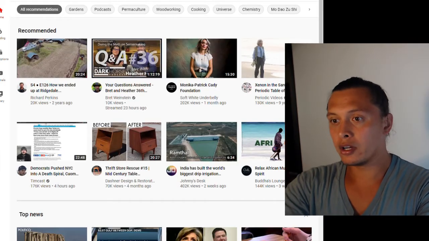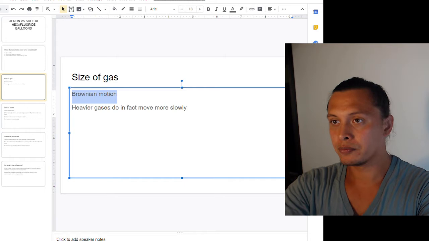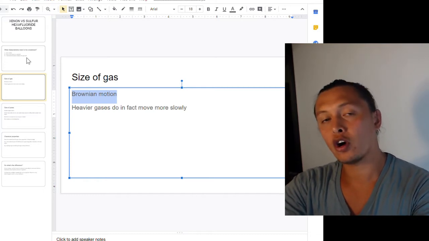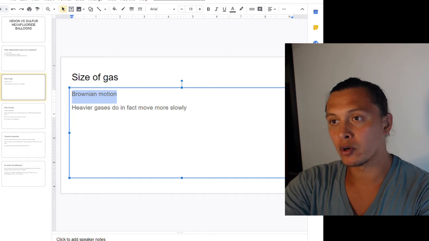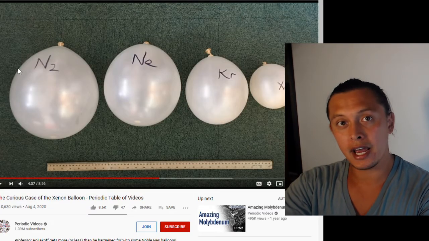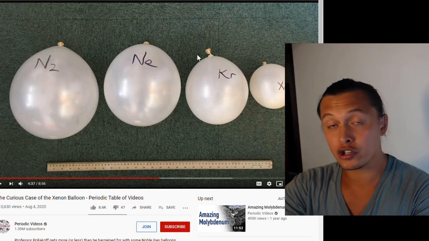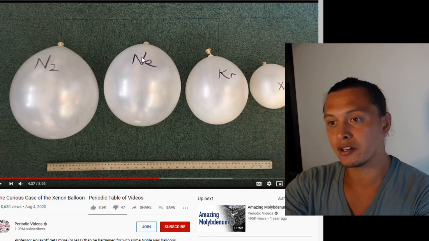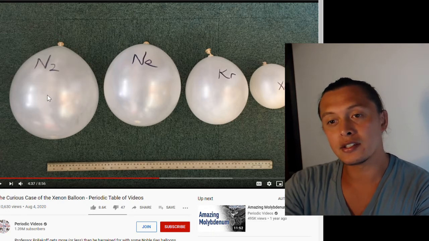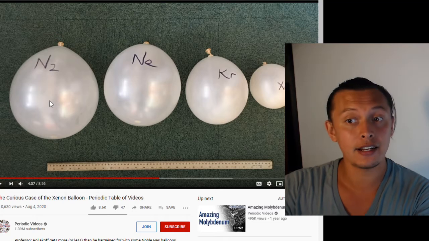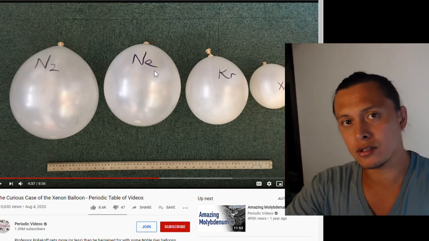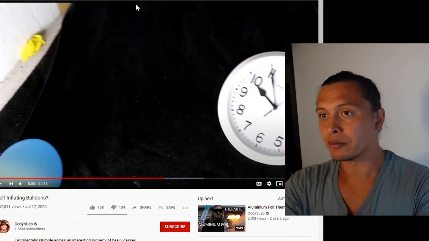So let us continue. We have the size of the gases, and heavier gases do in fact move more slowly. So this would indicate that large molecules probably would move more slowly. And in this particular case, this nitrogen gas, which is larger than neon gas, although nitrogen is relatively close to neon on the periodic table, this N2 gas is larger than this neon gas, and it is being held better in the balloon than neon is. So what else could be happening in this situation?